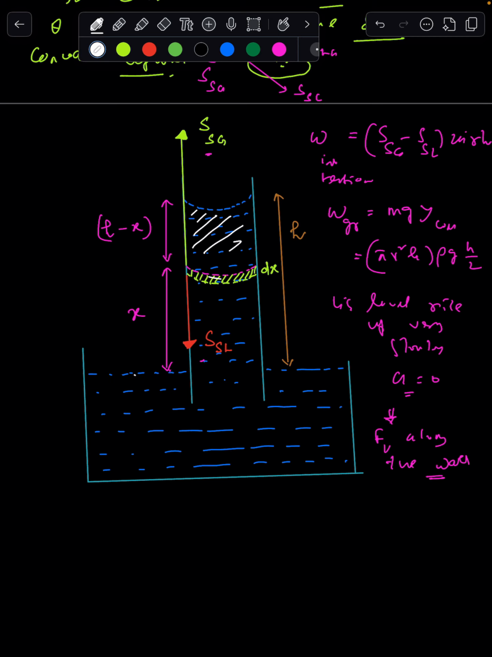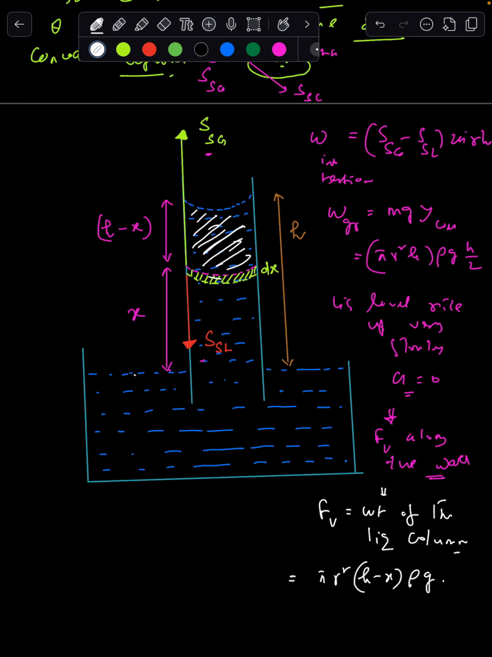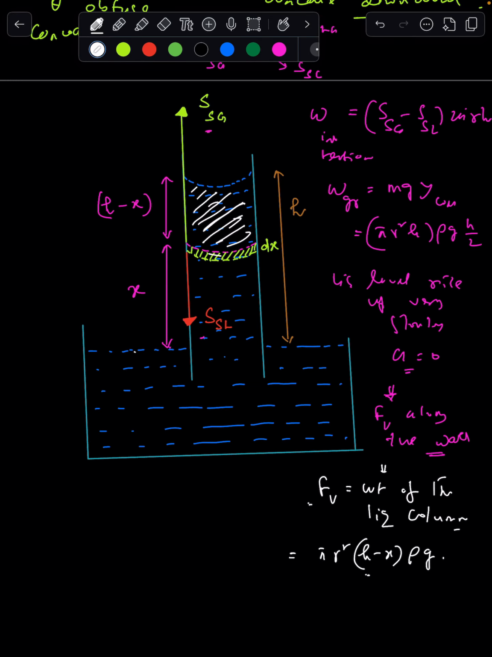So if it is moving with zero acceleration, then definitely viscous force is balancing the weight of the liquid column. Which liquid column are we talking about? We are talking about this liquid column. How much will be the liquid column weight? Pi r square (h minus x) rho into g. Correct? So Fv is equal to this now.